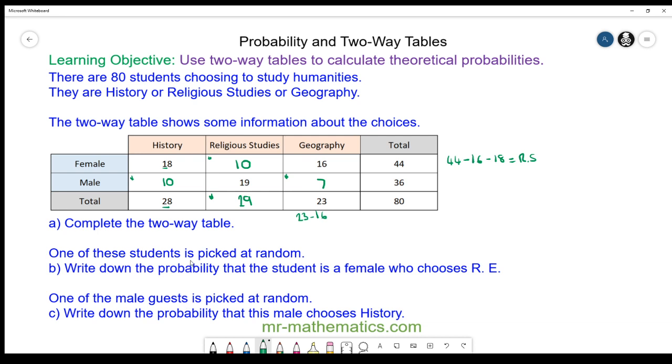So one of these students is picked at random. We're going to write down the probability that the student is a female who chooses RE. Well, there's a total number of 80 outcomes, and we want a student who's a female and chooses RE. So female and religious studies, which is 10. And we can simplify this fraction, dividing both by 10, and we get 1/8.